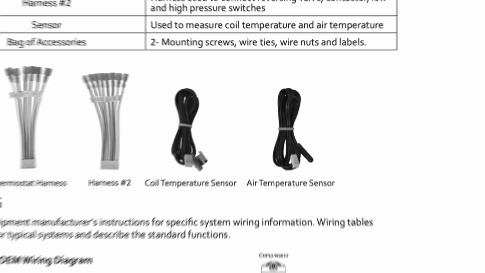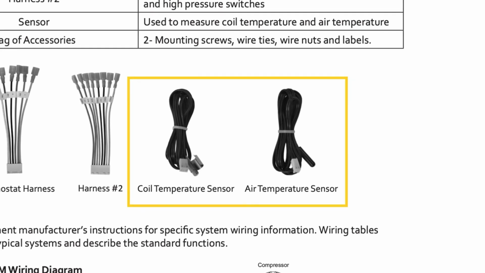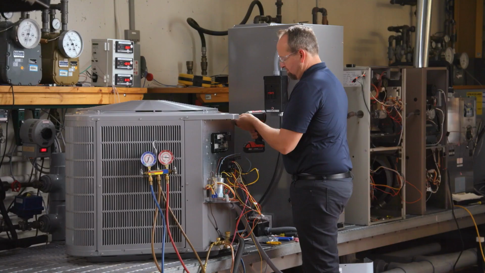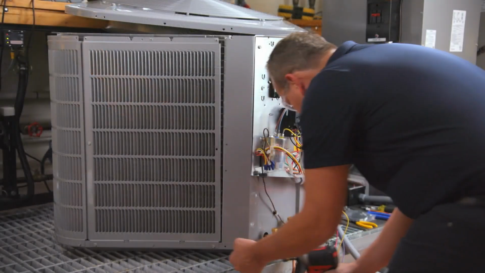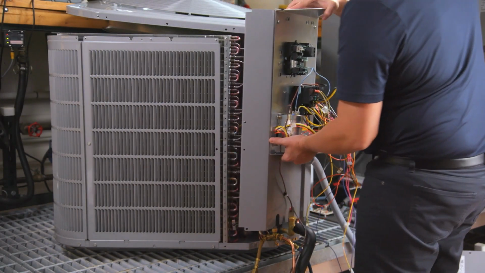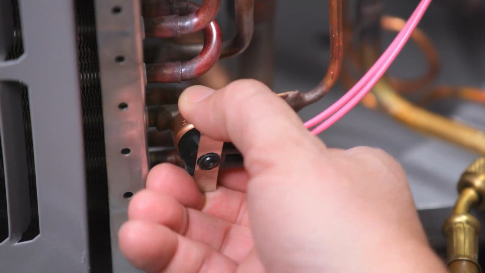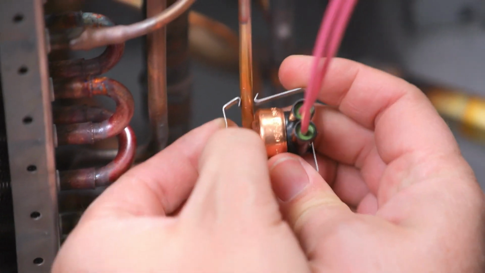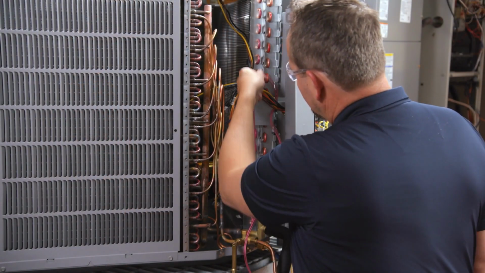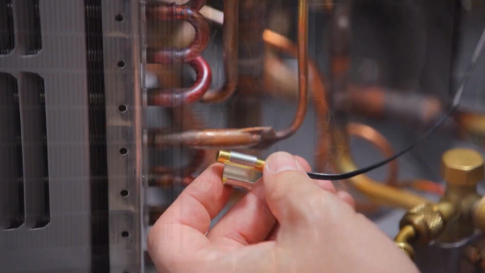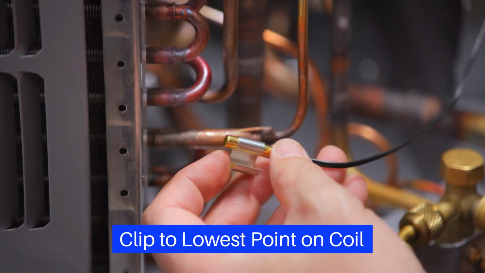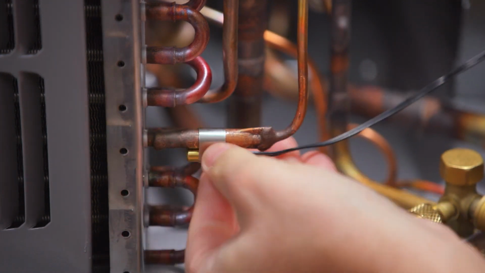There are two sensors included in the kit that must be installed: an outdoor coil temperature sensor and an outdoor air temperature sensor. Access the coil temperature sensor. For this application, the easiest method is to remove the top and control panel. Remove the sensor from the coil. Install the new coil temperature sensor in the same location as the existing sensor, or at the lowest point on the coil. Use the clip included to attach the sensor to the coil.